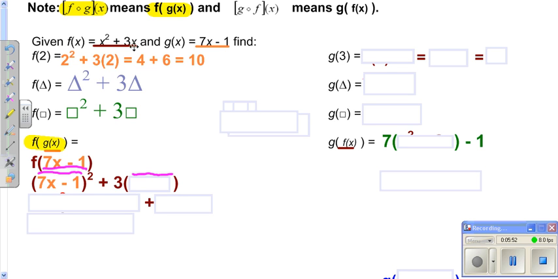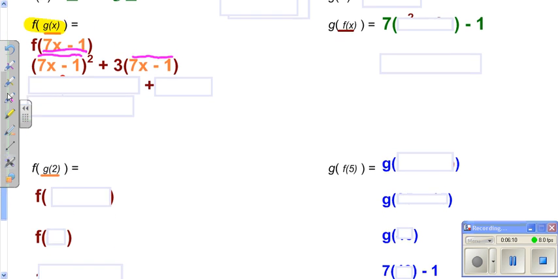And since I got to put it in also here, I need to have a 7x minus 1 because that's what's in my parentheses. Just like up here, whatever was in the parentheses is what we plugged in for x, and that's what we did here. We had a 7x minus 1 in our parentheses, so we had to plug it in here and here. Well, all we're going to do at this point is just simplify it a little bit.